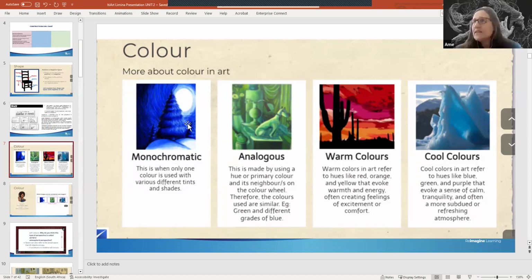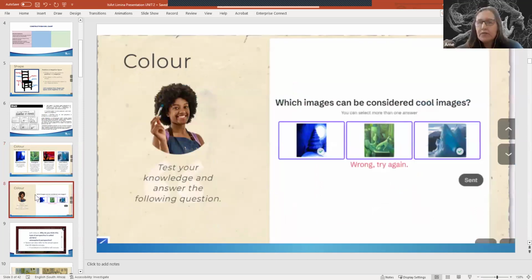So if you look at this one, where it talks about color, we've explained monochromatic, analogous, I can never pronounce that properly, warm colors and cool colors. But when, and I know some of you must have done this, when you did this little section and you wanted to click, okay, which images can be considered cool images? You probably clicked on all three and it said to you, wrong, try again. And you go, but they are.